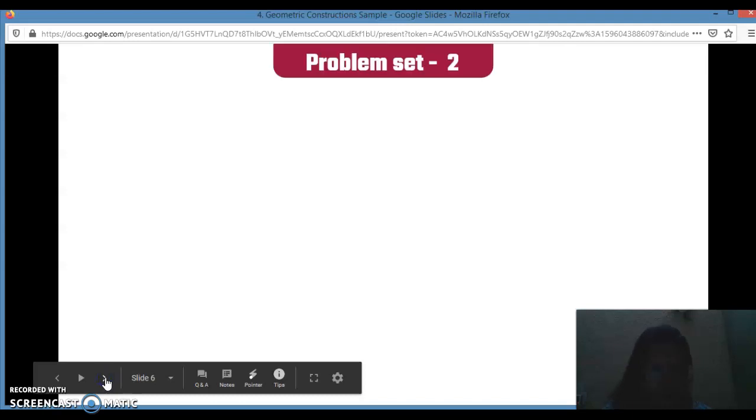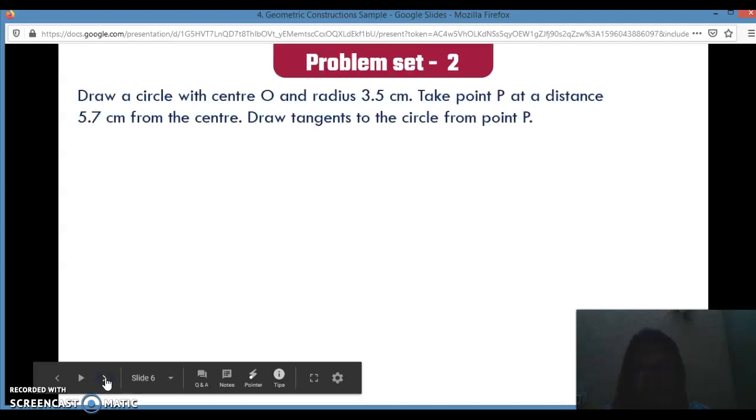Now my next construction is to draw a circle with center O and radius 3.5 cm. Take point P at a distance 5.7 cm from the center. Draw tangents to the circle from point P. So this is my analytical figure. You need to draw a tangent from a point which is outside the circle. This is my analytical figure, a rough figure.